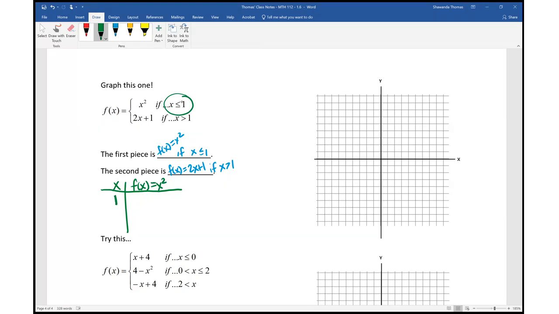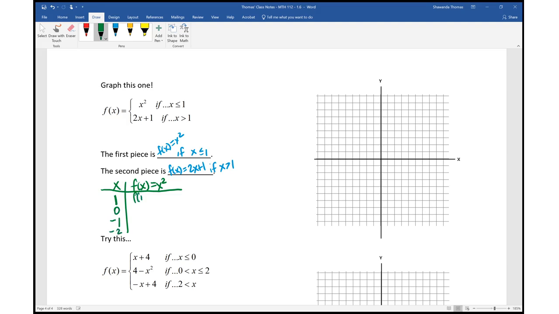I always plot this point though. Whatever this is for a piecewise defined function, I always start with that number, but you may have to put an open circle if it doesn't have an equal sign. Put a note right by it to say open circle. But we do want to start with these numbers. All right, so 1, and then 0, and then -1 will work. And then -2 will work.